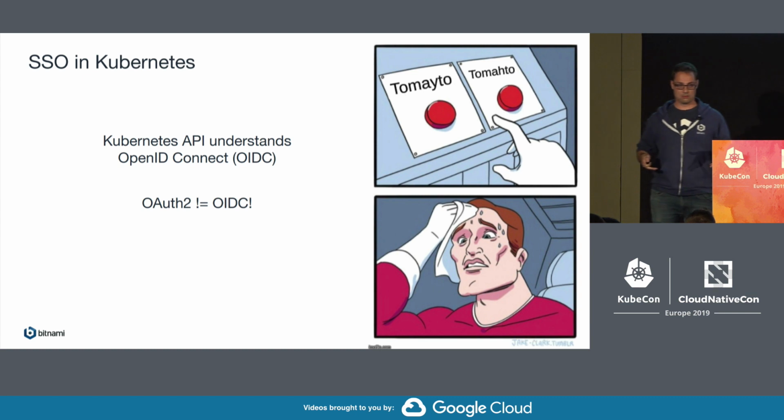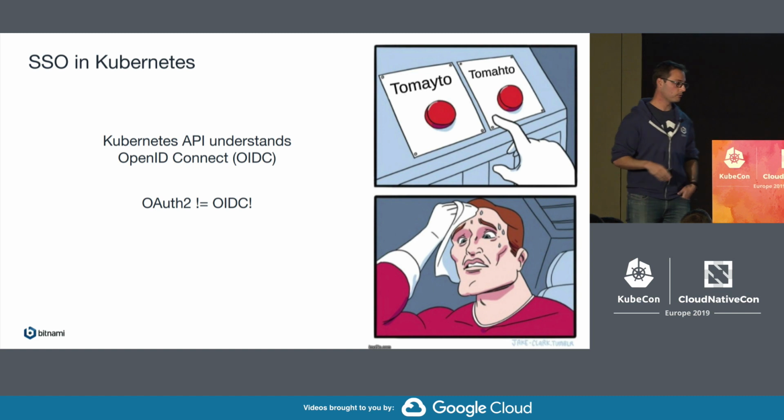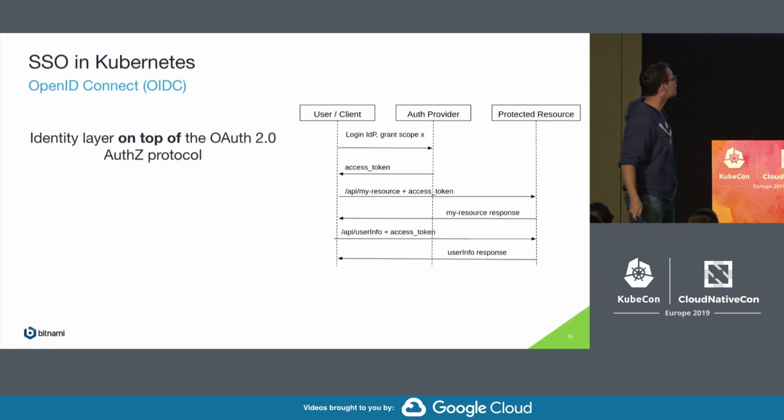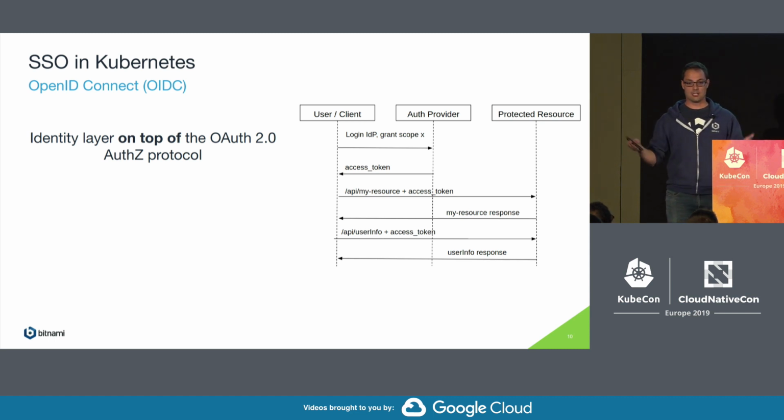So we started looking into implementing this. It seems the right thing, and that's what the users are asking for. Reading the documentation, I saw that Kubernetes already supports single sign-on via OpenID Connect. But what's the difference between OpenID Connect and OAuth2? I honestly didn't know the difference. So OpenID Connect is an identity layer. This is its official description: an identity layer on top of the OAuth2 authorization protocol.